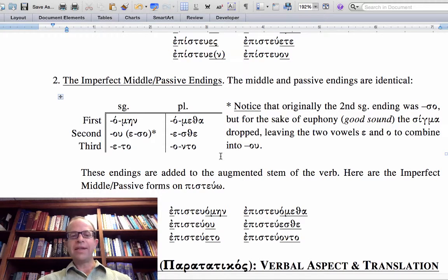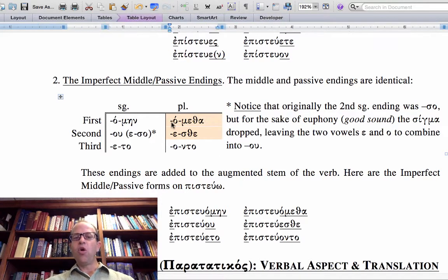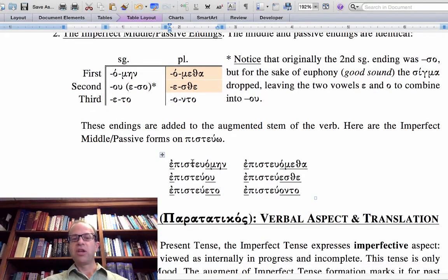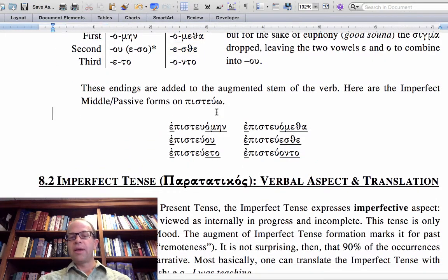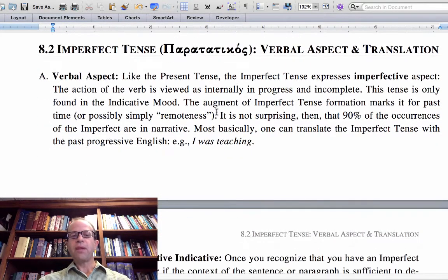Now you will recognize some of these endings. The ometha and este are the same as the middle passive primary endings, which you've seen on the present tense. And once again, you add these endings onto the verb, and you can see that as follows. The verbal aspect of the imperfect tense is imperfective. That is, the action of the verb is viewed internally as in progress or incomplete.